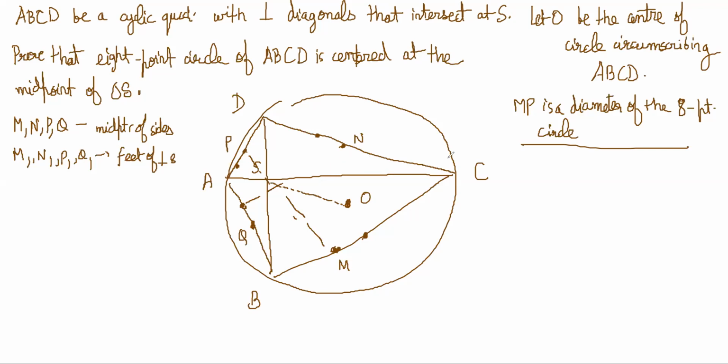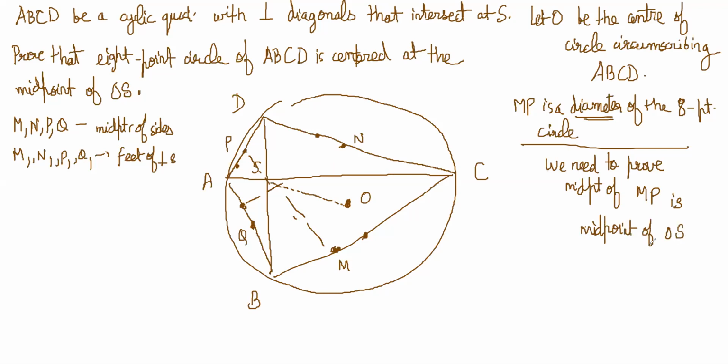So we need to prove now that the 8-point circle center is the midpoint of MP. That should be on S. So the midpoint of OS and the midpoint of MP should coincide. My figure is totally wrong, something is really wrong in it, maybe I labeled it wrongly. So we need to prove that the midpoint of MP is the midpoint of OS.